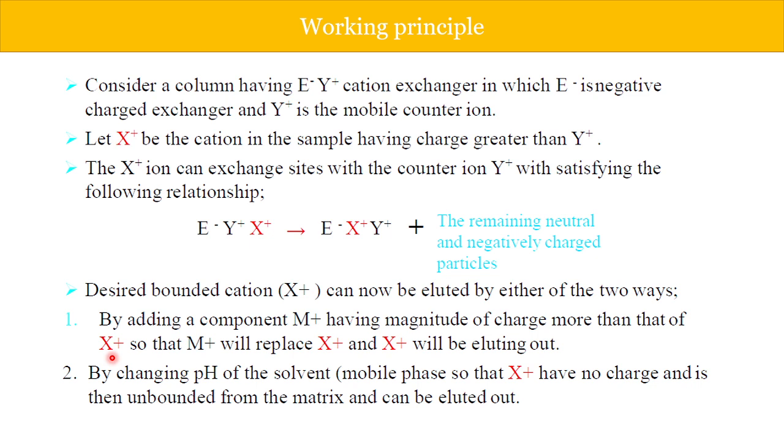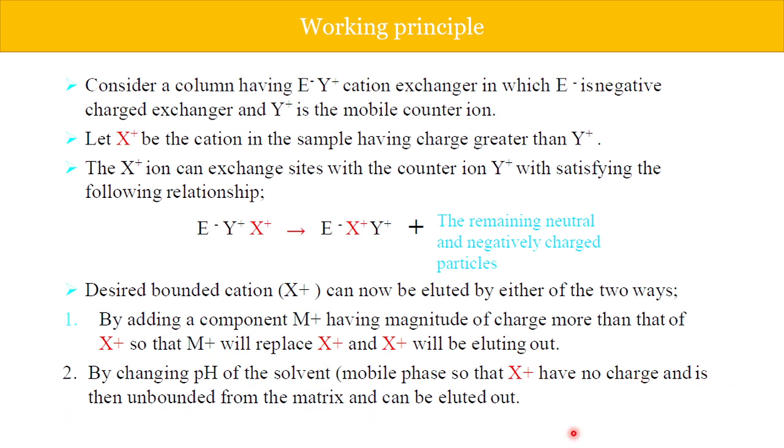So for example, if your Y+ has +1, Y2 has +2, so your M has to be greater than +2, such that it can bind strongly with your E- and then separate out the X+. So this is the thing, and your X+ will be eluting out. By changing the pH of the solvent, that is the mobile phase, so that the X+ has no charge, it is then unbound from the matrix and can also be eluted out.